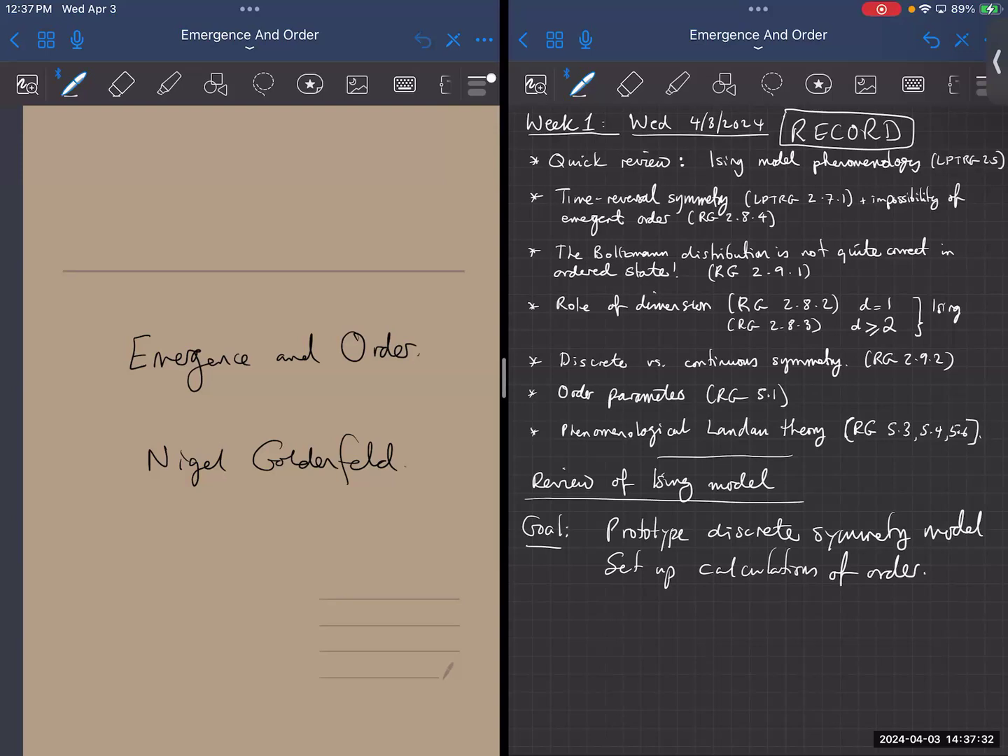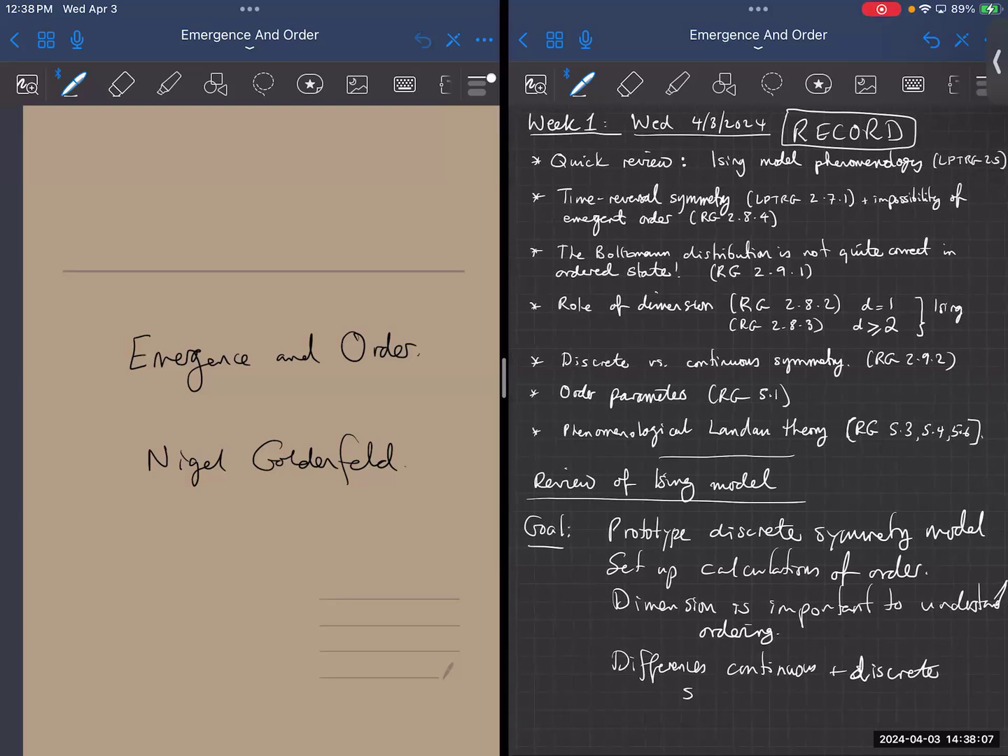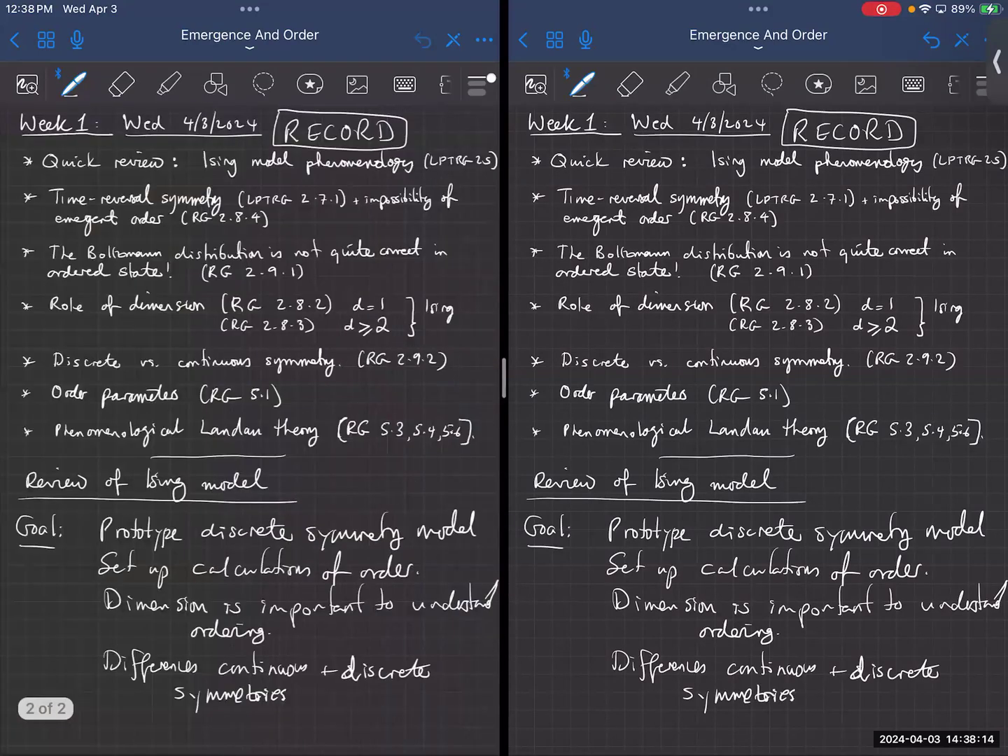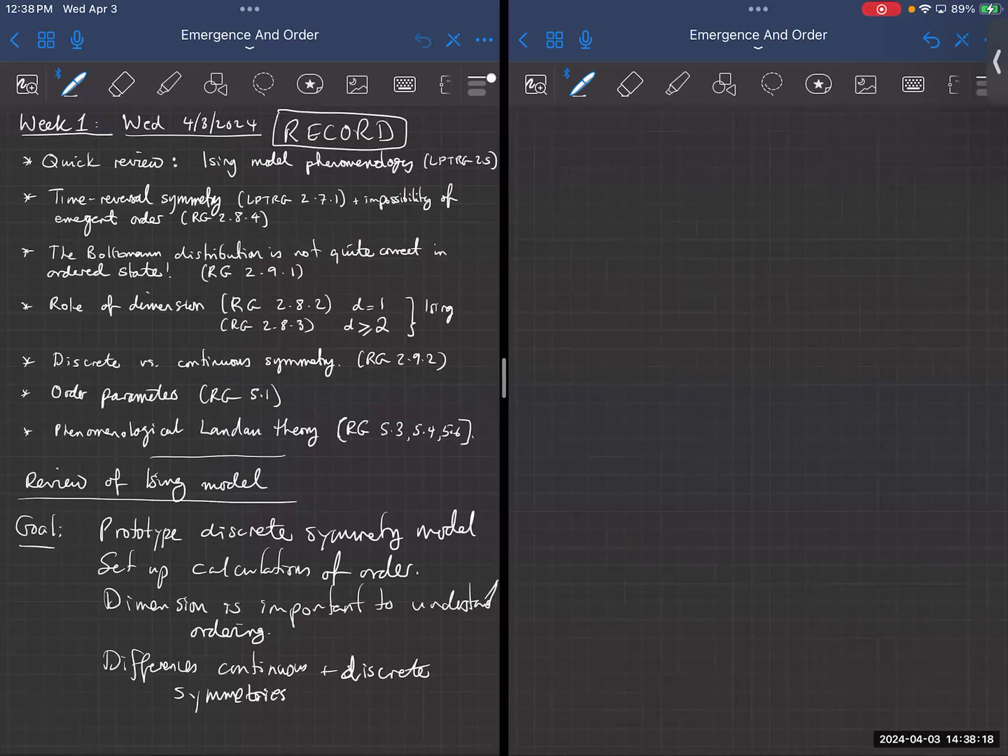I want to show you that the dimension is important to understand ordering. And then we're going to focus on the differences between systems with continuous and discrete symmetries. And I'm going to do this in ways that you haven't seen before. Well, of course, we're going to start off with the general setup as the usual thing.